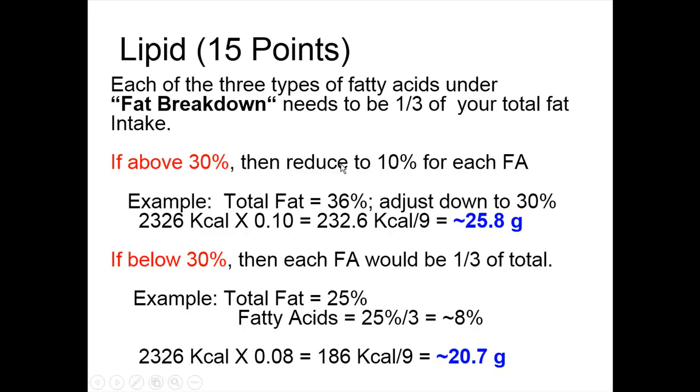So basically, if you're above 30%, then you'd want to determine, well, what is 10%? So if you're at 36%, you want to get each of your fatty acids down to 10%. So what is 10%? Again, what we're going to do is take our total calories, because it's 10% of total calories, times 0.1 or 10%, give us this. But instead of dividing by 4 like we did with carbohydrates, we need to divide by 9, because there's 9 calories per gram. So that gives us a goal of 25.8 grams for each of the fatty acids. So you'd make adjustments to get each of them to this amount.